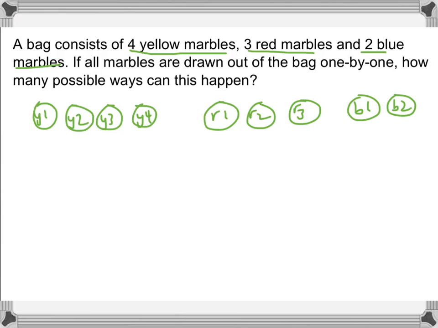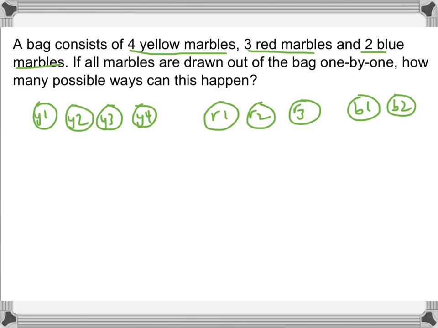Okay, the reason why I'm putting numbers on them is because it makes them unique. If they aren't unique, like if you have 4 identical yellow marbles and 3 identical red marbles and 2 identical blue marbles, then it's much more difficult to do this problem because you're going to have to divide by something in order to get rid of what we call repetition. If you have 4 identical yellow marbles, then you're not going to be able to tell if you pulled out yellow 1, yellow 2, yellow 3, or yellow 4 first. And you will learn how to do this when you get to Algebra 2.